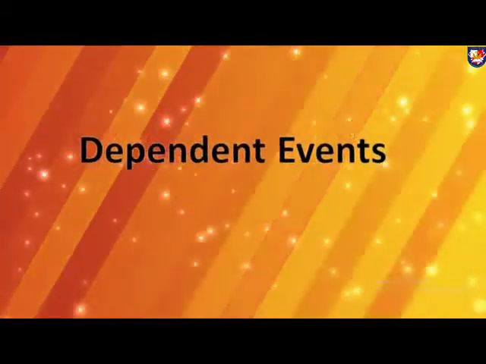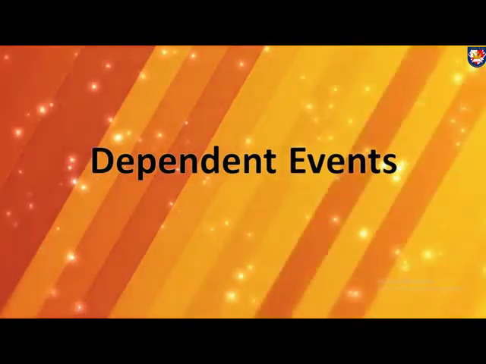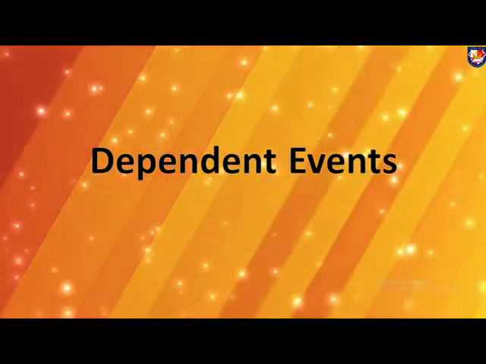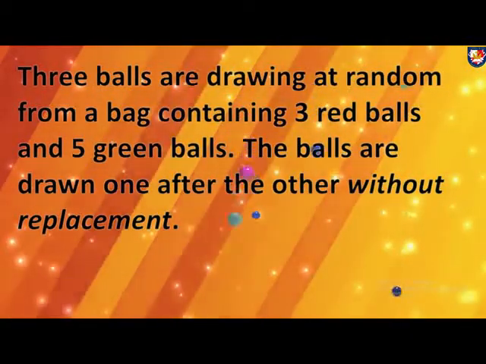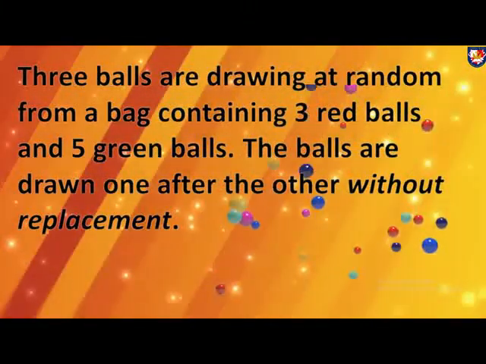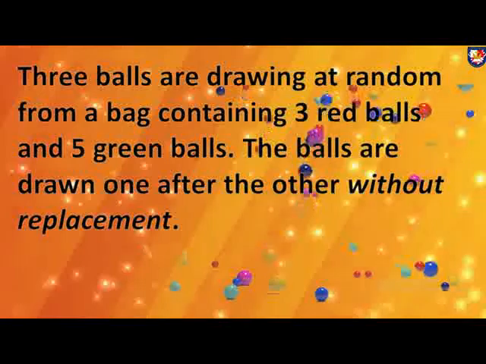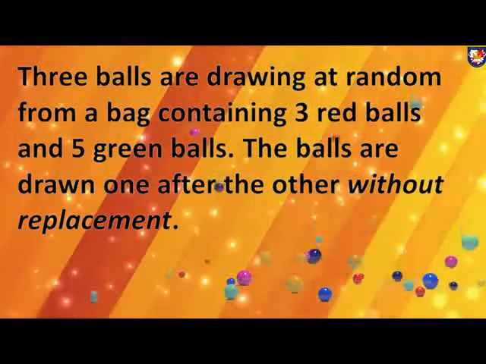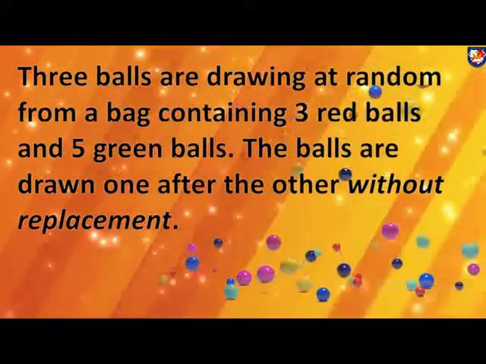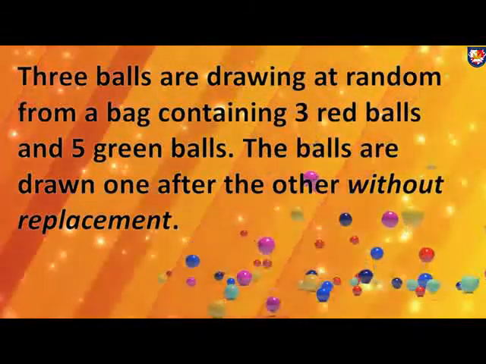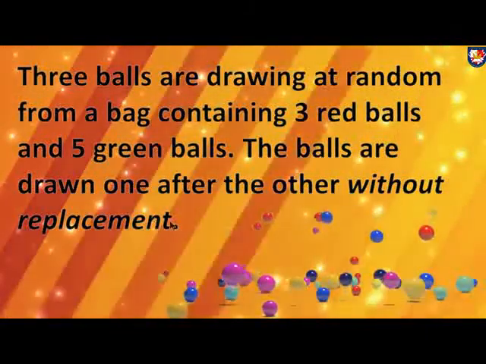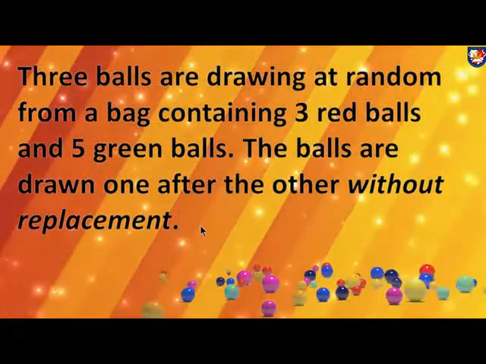The dependent events that we're going to learn in this video involve three processes. Like this example: 3 balls are drawn at random from a bag containing 3 red balls and 5 green balls. The balls are drawn one after the other without replacement. So 3 balls are drawn, which means it involves 3 processes, and without replacement means dependent events.